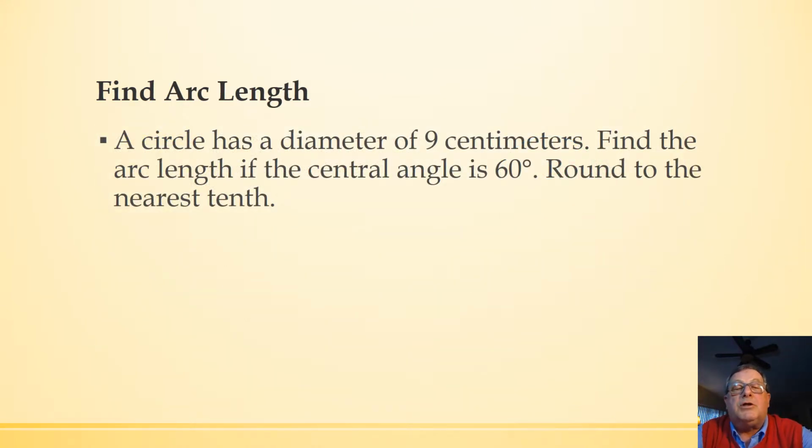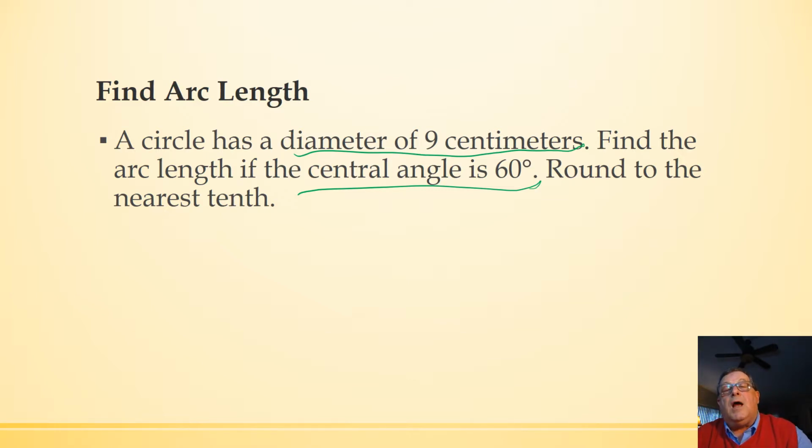All right, so here we're told that a circle has a diameter of 9 centimeters. Find the arc length if the central angle is 60 degrees, and we're going to round it to the nearest tenth. So we've got a diameter of 9 centimeters and a central angle of 60 degrees. Before we can solve this problem, we've got to do a couple of conversions. We've got to convert this diameter into radius, and we've got to convert this central angle from degrees into radians.